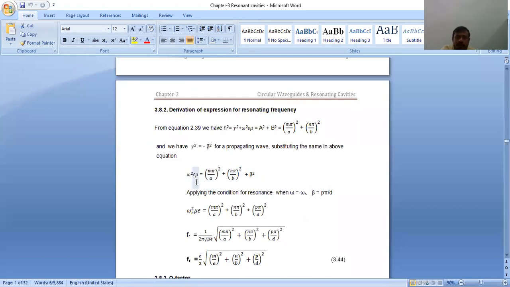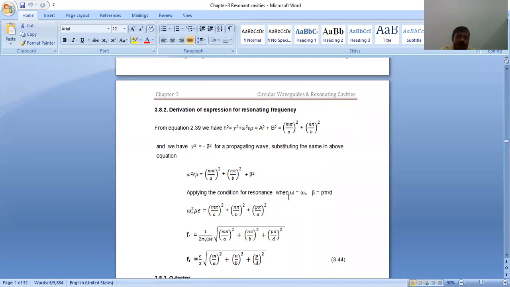From that equation, omega square epsilon mu is equal to (m pi by a) whole square plus (n pi by b) whole square. In place of gamma square I am writing minus beta square. So the equation is gamma square plus omega square epsilon mu is equal to the sum of those squares, and substituting minus beta square for gamma square, it becomes like this. So omega is equal to omega r, the resonant frequency.